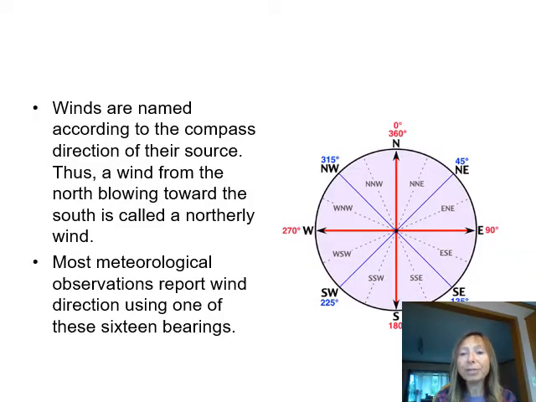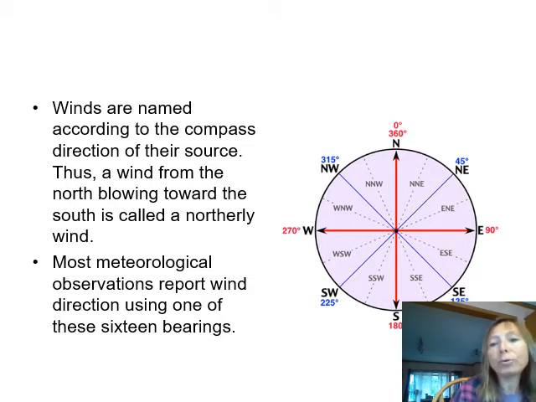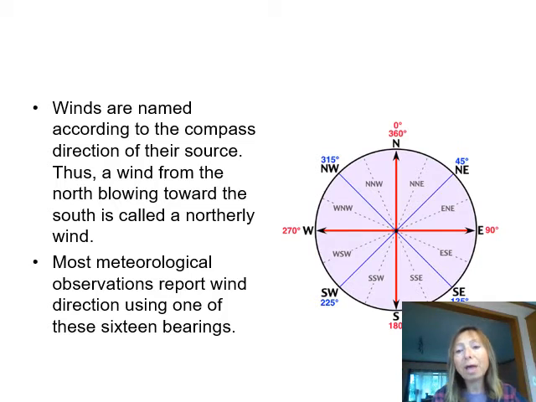Wind direction is named according to its source rather than the destination. So the wind from the north blowing towards the south is called northerly wind. And most meteorological observations report wind direction using one of these 16 bearings, for example, northwestern wind or southwestern wind or northern wind or northeastern wind and so forth. So remember, we are always referring to the source of the wind rather than the destination or direction of the wind.